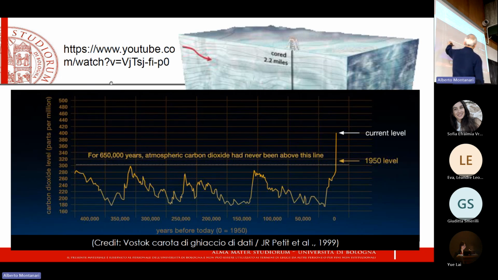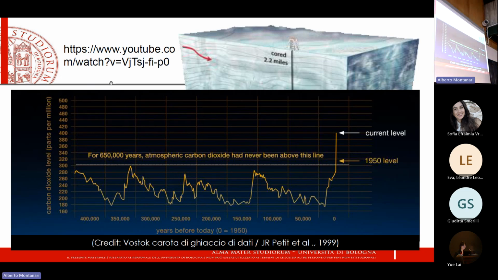And we can conclude that, for instance, for 650,000 years in the past, atmospheric carbon dioxide had never been above this line, which is the 1950 level. So the 1950 level in the past 650,000 years was never exceeded, and now we are at this current level.